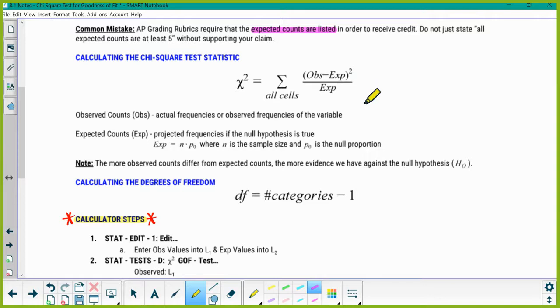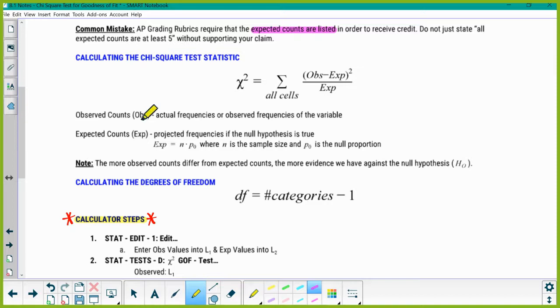Add it to the next category. Now, it is time consuming. So, what I'm going to show you today is going to rely solely on the calculator doing this for you. The formula still works. We can take all of our observed values, our expected values, plug them in, add them together, and get the same summation. It's just time consuming, and I think this is one of the tests where it's easier to go the route of the calculator.